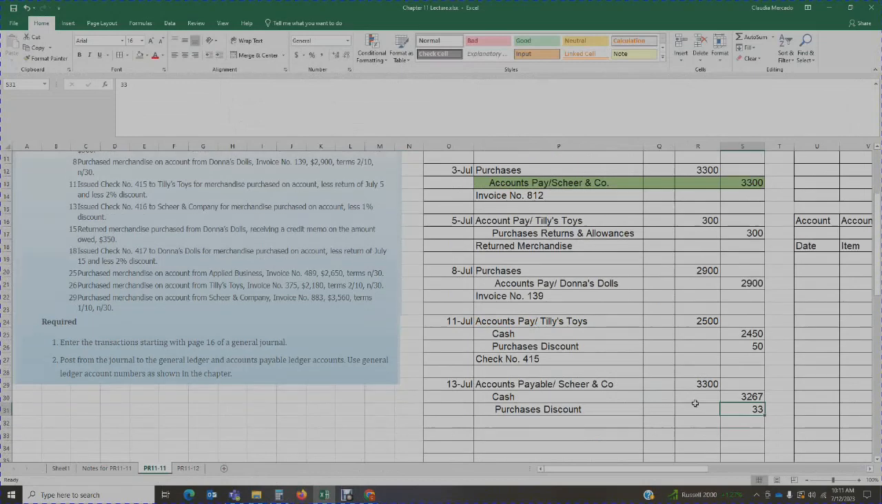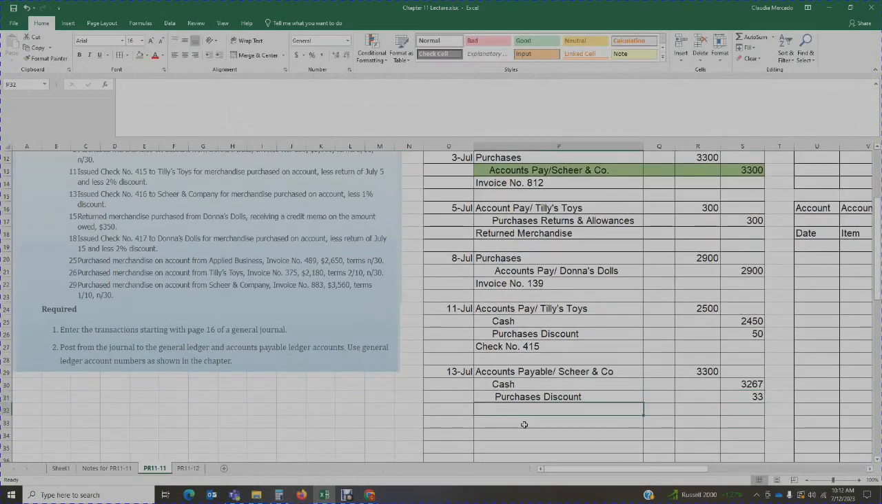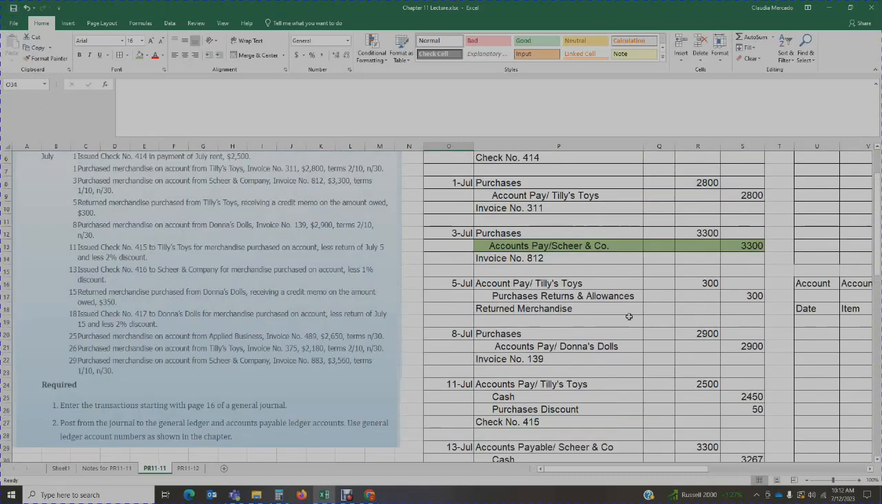Okay, so we've got that going on, and then I'm going to put here the check number, and this is happening with check number 416. So that is happening on the 13th. On the 15th, it says here we return merchandise. Let me clear this out, that way we don't get confused.